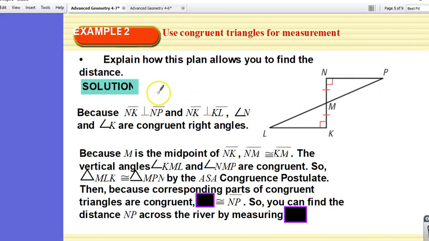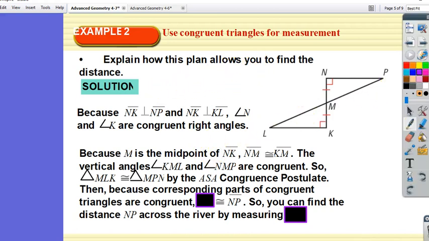Explain how this plan allows you to find the distance. So it basically does it because you're using angle, side, angle, so their corresponding parts are going to be congruent, right?